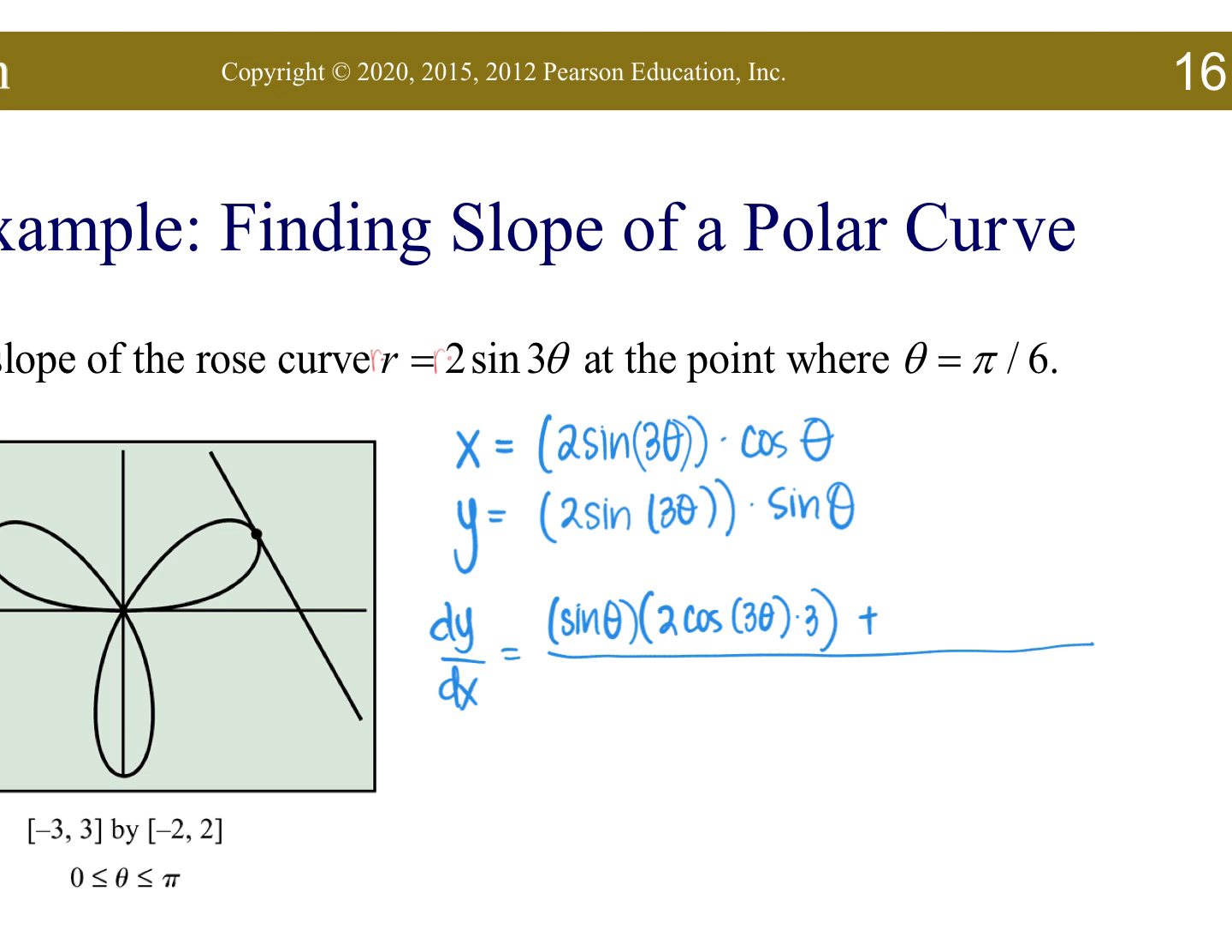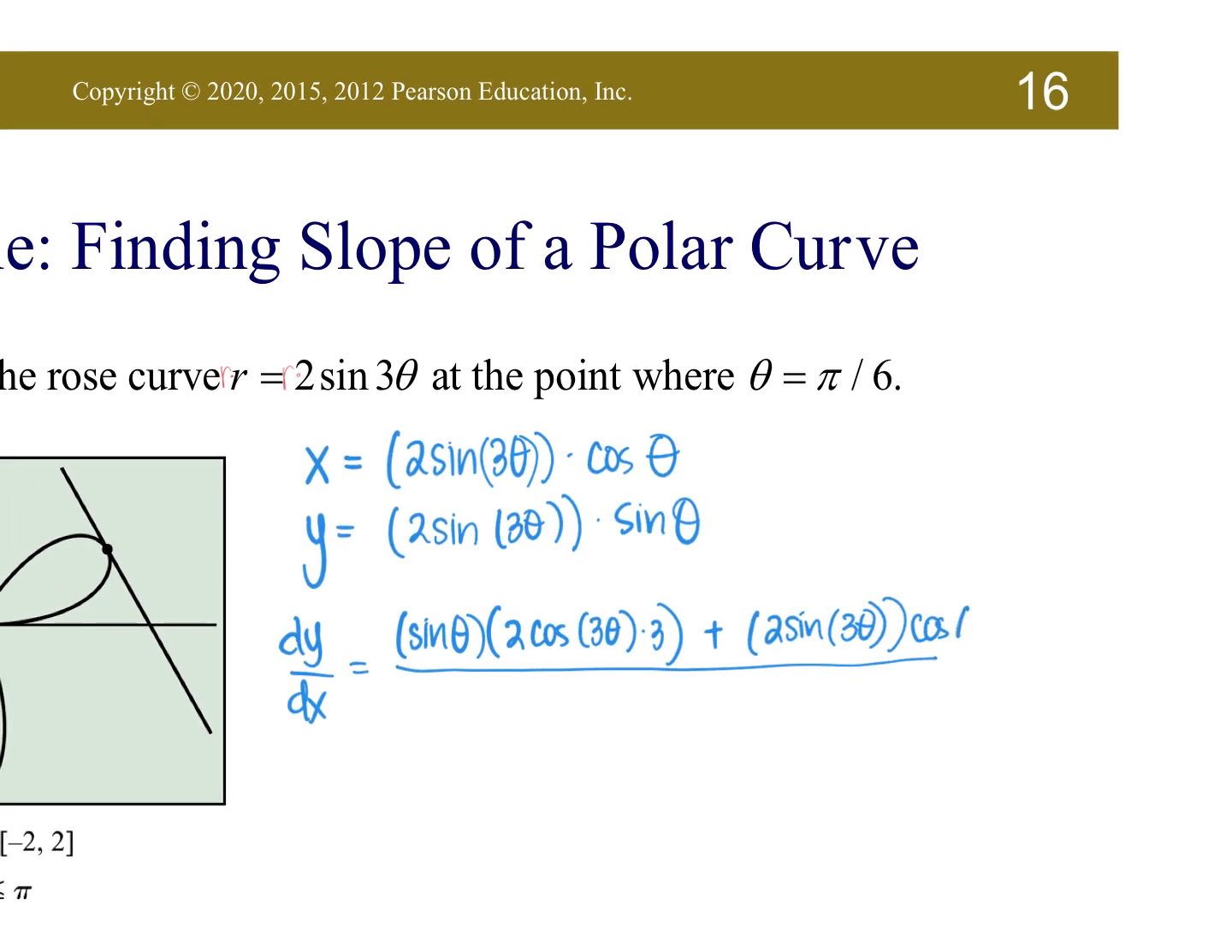And then I'll add to that the other derivative, so 2 sine of 3 theta times the cosine of theta. So that's just the product rule for the y part of our definition, and then for the x part of our definition, we'll have cos theta times 2 cos 3 theta times chain rule of 3 plus 2 sine 3 theta, and then times negative sine theta.